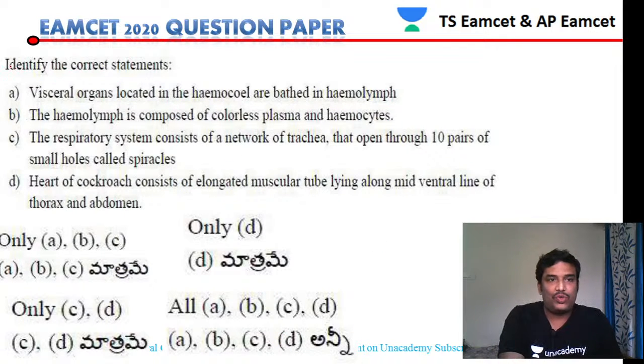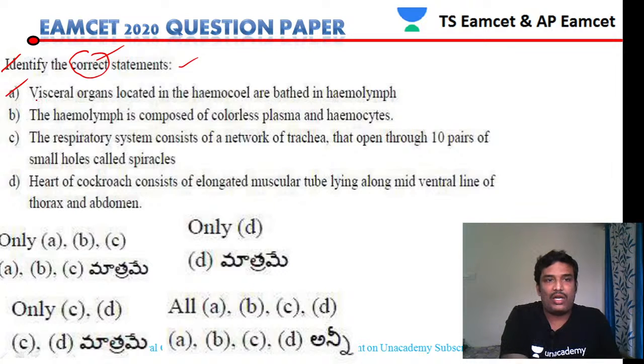So let us see the next question. Identify the correct statement. Let us see the statements one by one. Statement A: the question is asking to identify the correct statement.